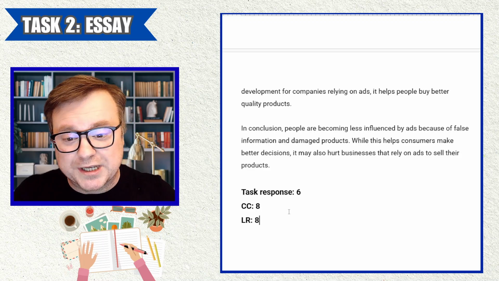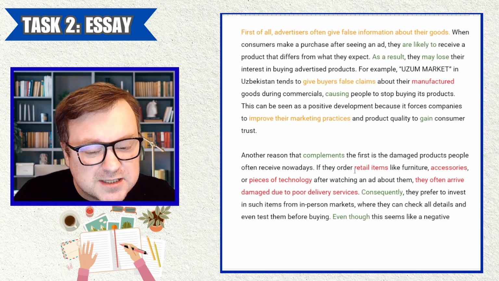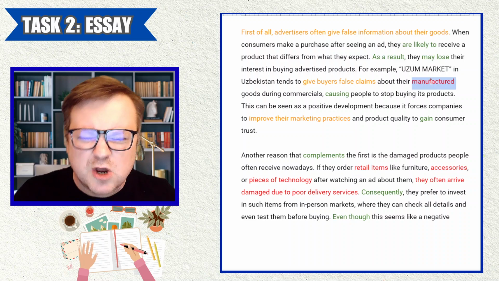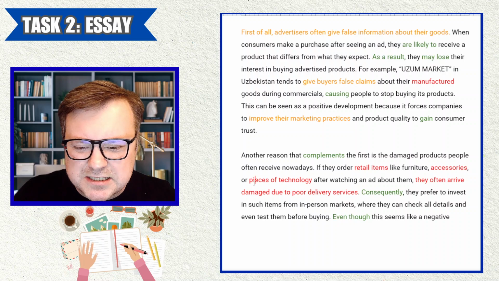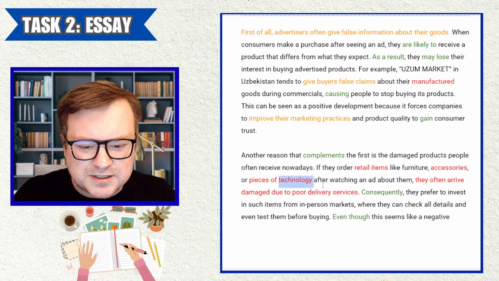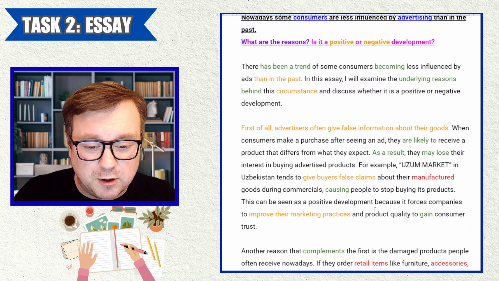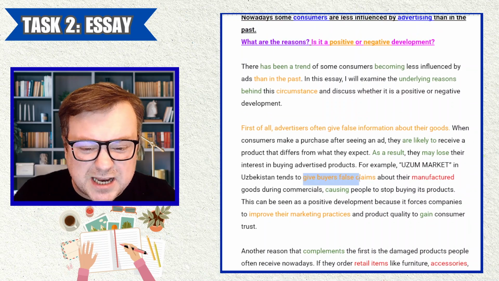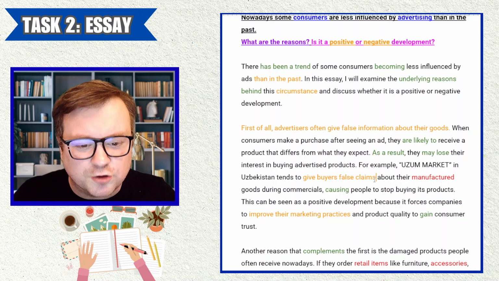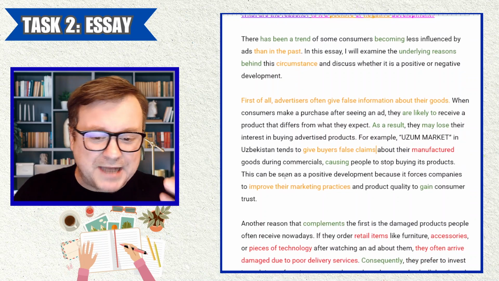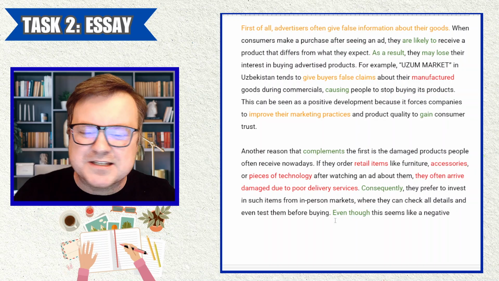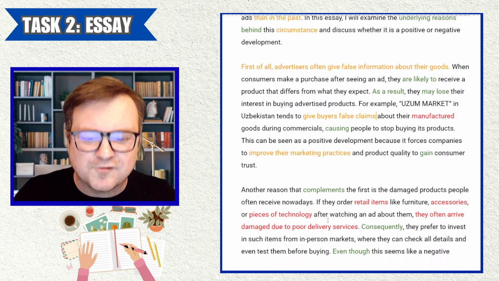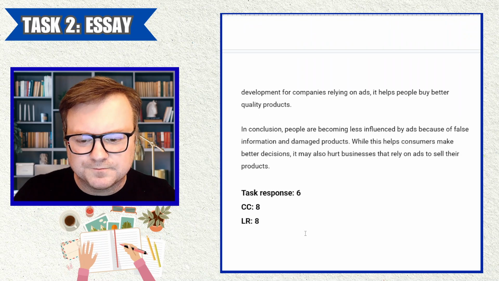Lexical resource, I'm awarding an 8 for this. There are a couple of odd choices. I don't think we need to add retail items, or accessories is a bit odd, or why are we saying manufactured goods? But these are just minor issues, like pieces of technology instead of technological devices. Everything else is super on point. Maybe give buyers false claims is just slightly odd. But in terms of natural use of language, natural collocations, topic specific language, this is extremely high quality stuff, knocking on the door of a 9.